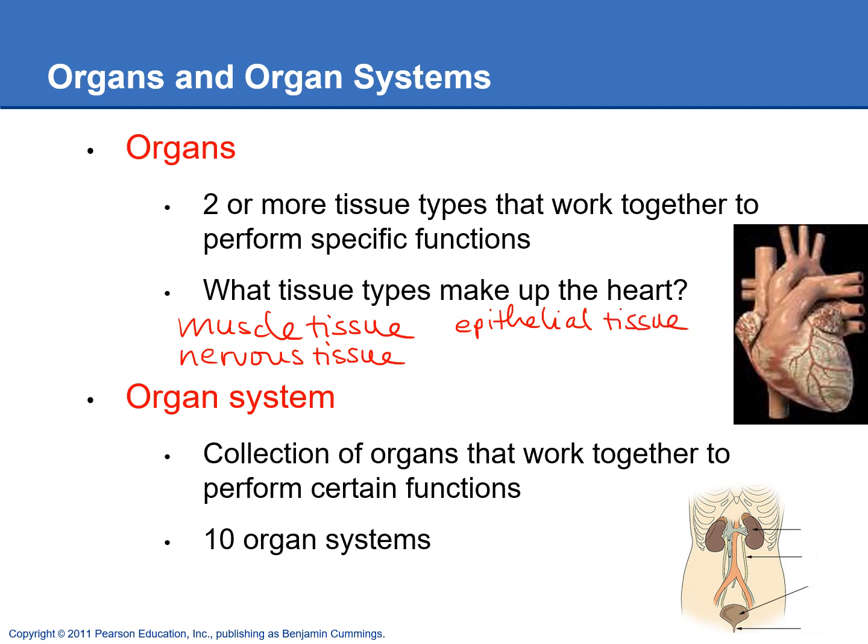And then the valves inside the heart are made out of connective tissue. So in the heart, we actually have all four tissue types that make it up. Okay, and then our last level of organization, our largest level, would be the organ system. So we've got several organs working together to perform a particular function in the body. And here we've got a picture of the urinary system.